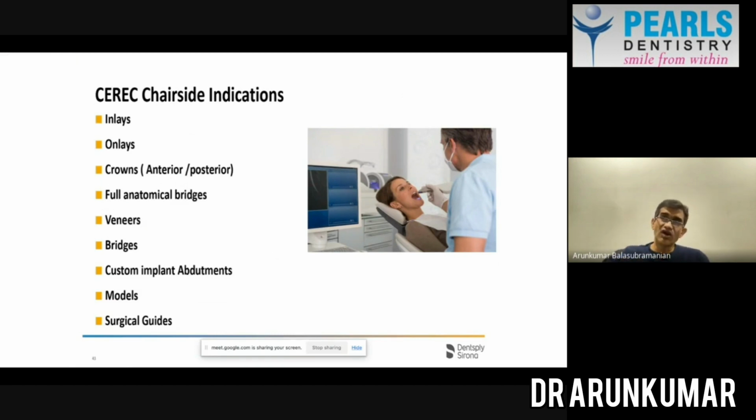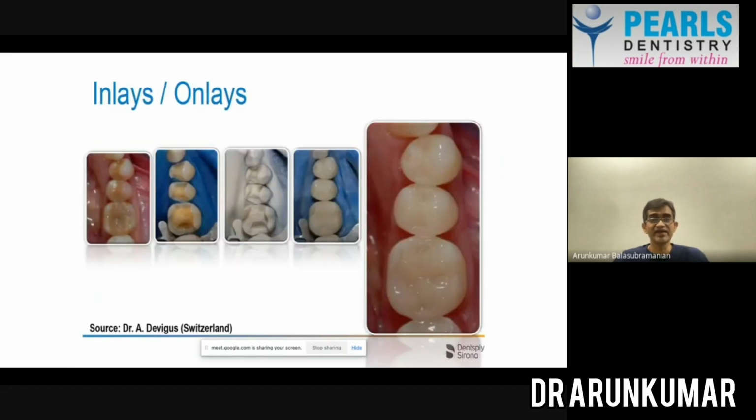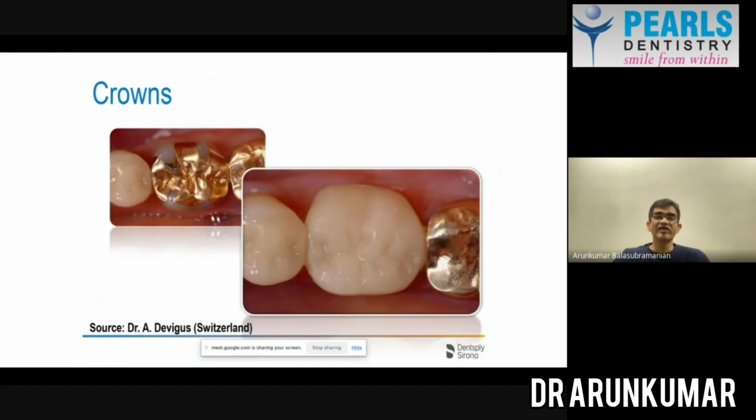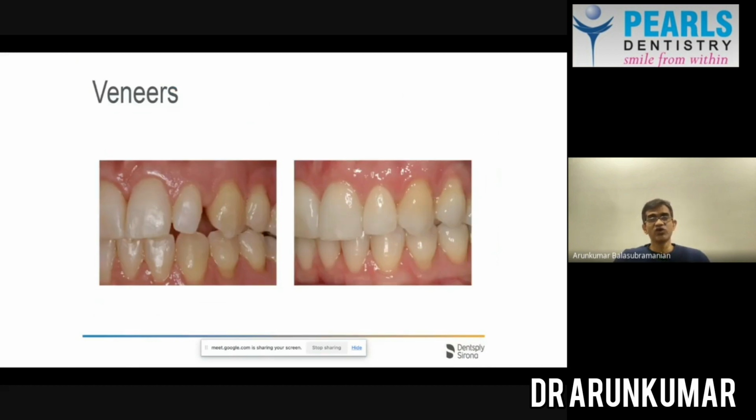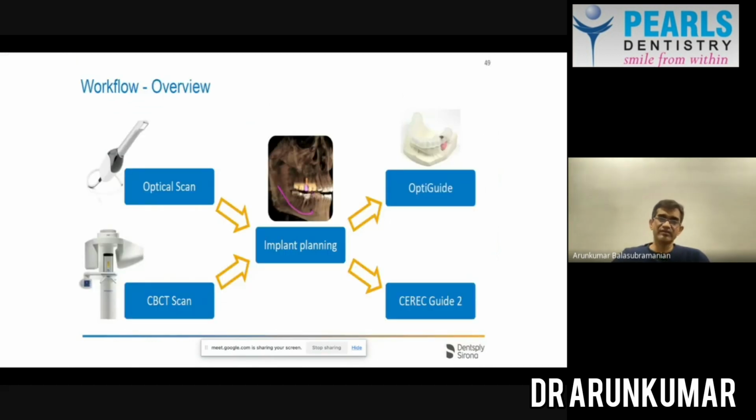So there is a lot more work that can actually be done with CEREC. It can be inlays and onlays, which are partial restorations, not full restorations. We can do full crowns, we can do veneers, and we can also do guided implant planning. So let's look into guided implant planning a little before we go into the next part of our presentation.